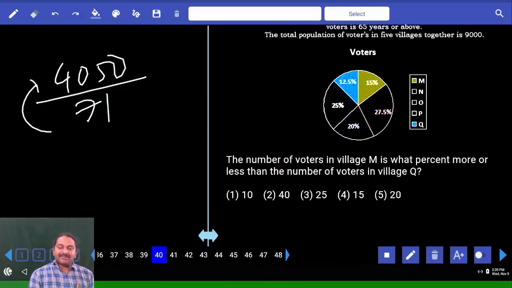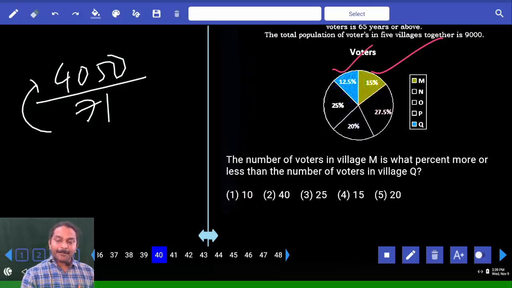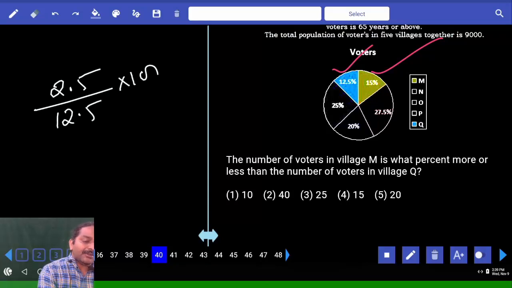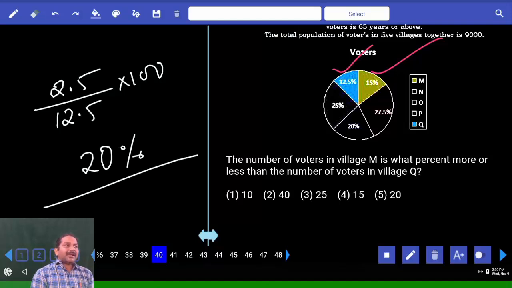Next, the number of voters in village M is what percent more or less than village Q? Conversion is not required. M, what percentage do we have? 15. Q, what percentage do we have? 12.5. Is 15 more than 12.5 or less? How much more? From 12.5, percentage into 100 only? Yes. We can write it as 25 by 125. Numerator is what percent of the denominator? 20%. Yes.